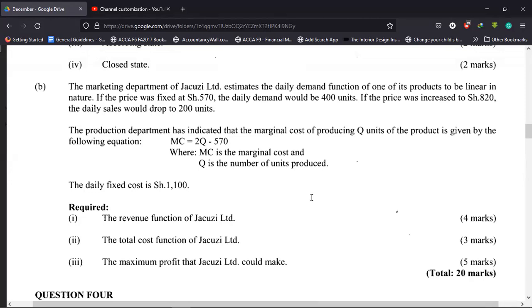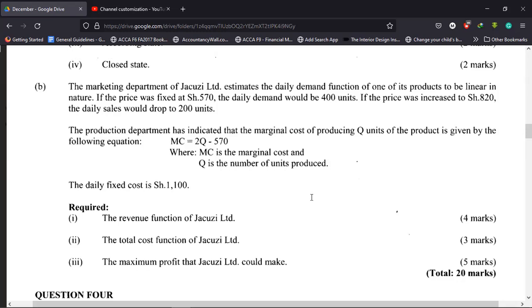3B. Yes. The marketing department of Jacuzzi Limited estimates the daily demand function of one of its products to be linear in nature. If the price was fixed at shillings 570, the daily demand will be 400 units. If the price was increased to shillings 820, the daily sales will drop to 200 units. The production department has indicated that the marginal cost of producing Q units of the product is given by MC equals 2Q.